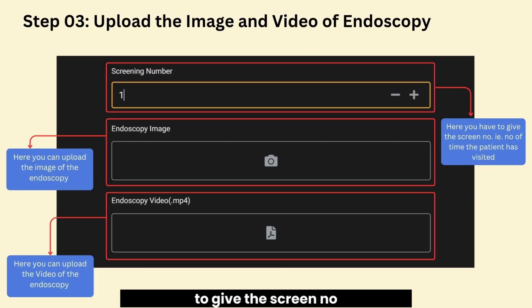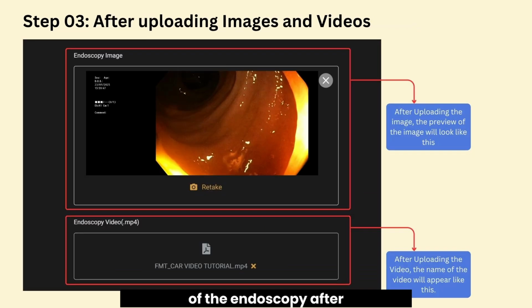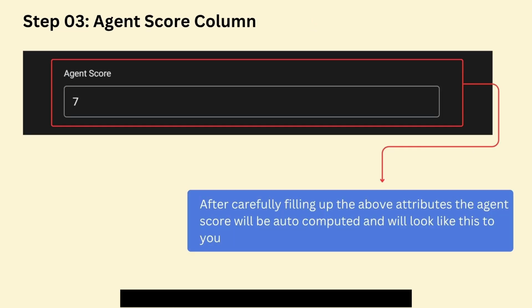Here you have to give the screen number, i.e., the number of times the patient has visited. Here you can upload the image of the endoscopy. Here you can upload the video of the endoscopy. After uploading images and videos and carefully filling up the above attributes, the agent score will be auto-computed and will look like this to you.